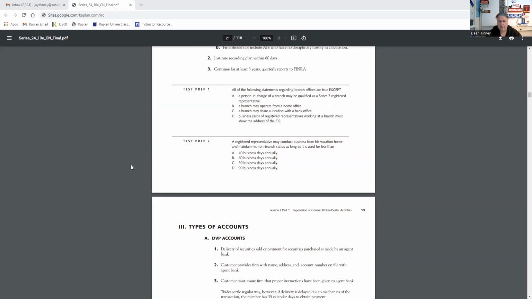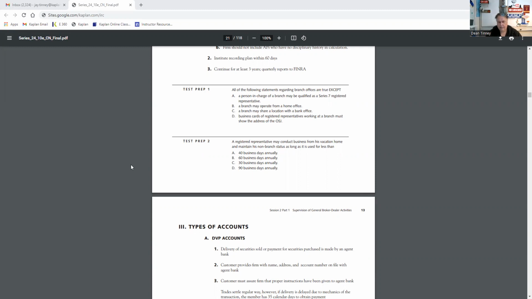All the following statements regarding branch office are true except, so again, we're looking for something that's false. A person in charge of a branch may be qualified as a Series 7 representative. Then indeed, there's what's called a small office exemption. So that's true. A branch may operate from a home office. That's true. A branch may share a location with a bank. That's true. There's some rules about that, networking rules, but that's true.